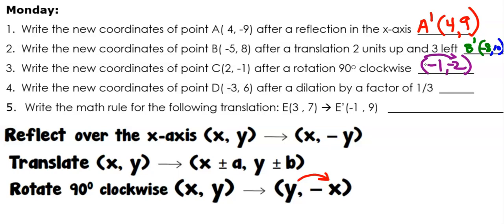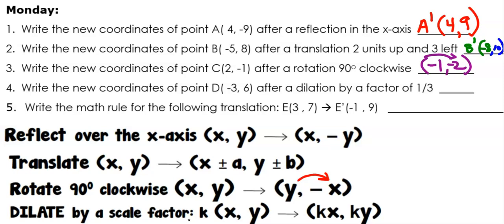The fourth one asks you to dilate by a factor of 1/3. When you dilate, you multiply each of the coordinates by the scale factor. So negative 3 times 1/3 is negative 1, and 6 times 1/3 is 2.